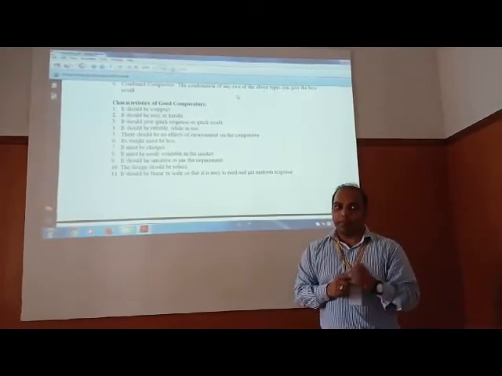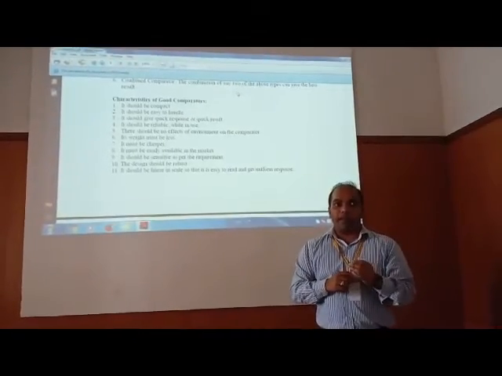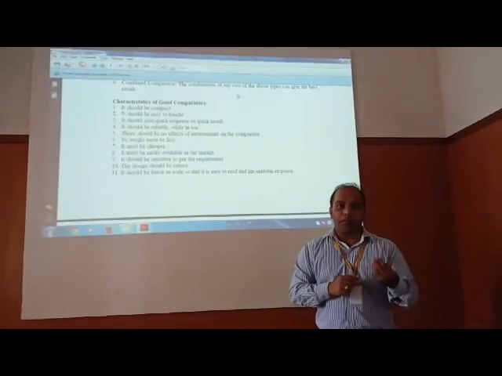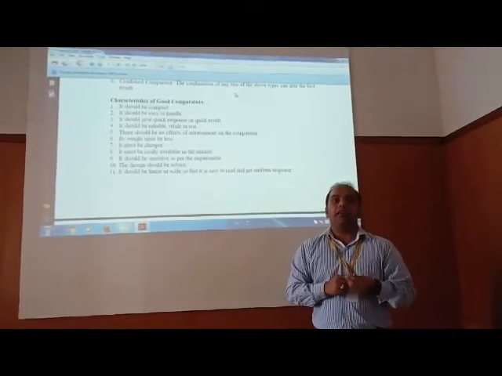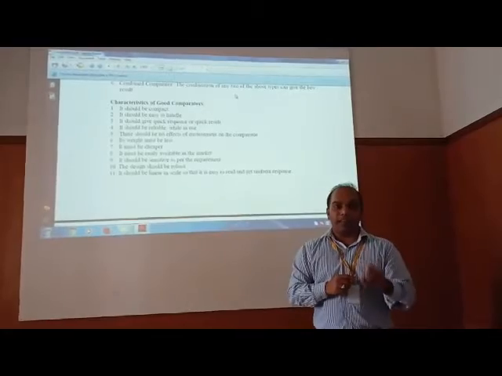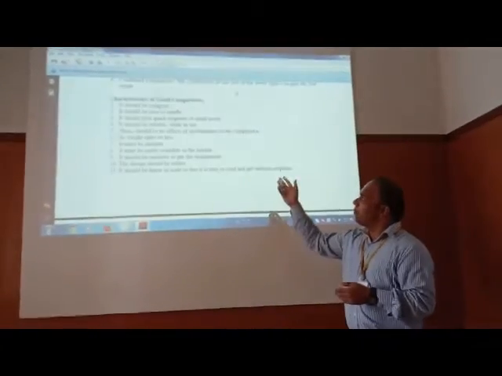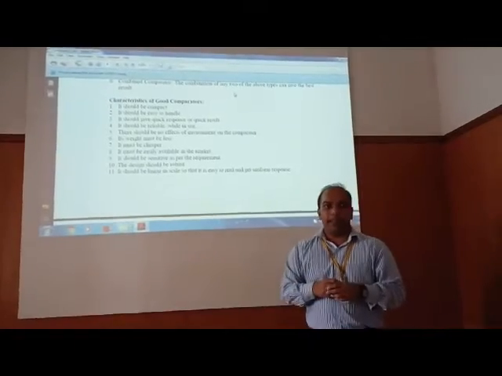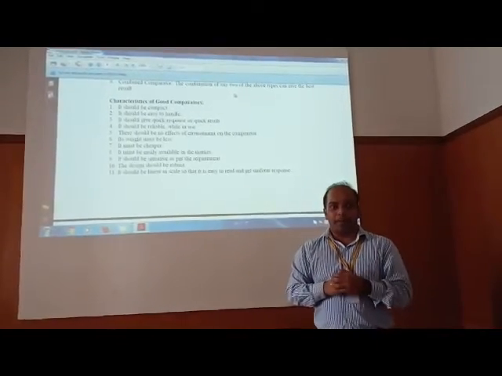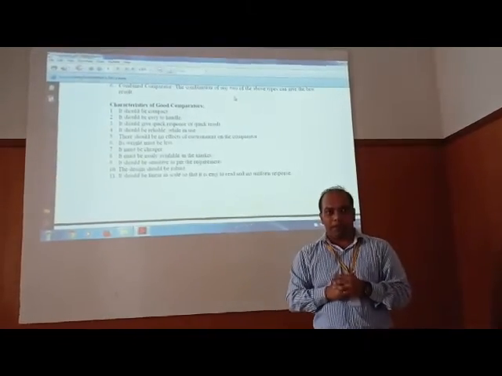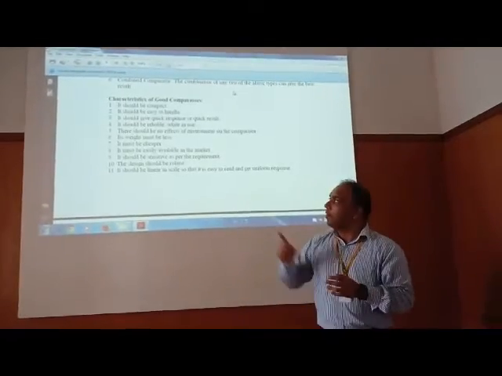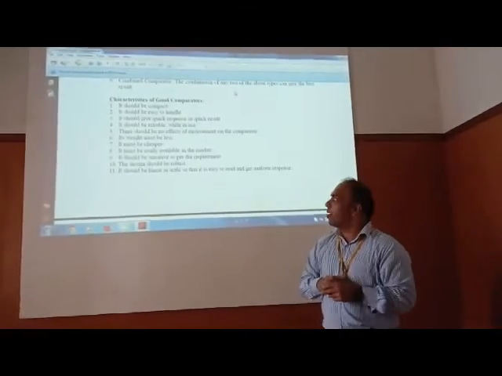Next, it must be cheaper. Now the comparator is an item which is going to be purchased at a very initial phase. So if it is cheaper, then more number of industries will think of buying it. It must be easily available in the market, since after sales service and spare parts are the key issue in the industry. It must be easily available in the market.